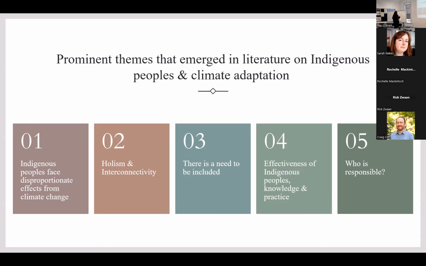Theme 3 looked at there is a need to be included. This is evident in the growing number of local government practitioners now recognising how Māori worldviews have the potential to inform frameworks when considering long-term issues. The 4th theme was the effectiveness of Indigenous peoples' knowledge and practice. As direct users of the natural environment, Indigenous people have valuable and experiential knowledge at a regional level on the ecosystem and the ecosystem services. And the last theme looked at who is responsible. So although it is evident that Indigenous people are adapting or have started adapting to climate change, it is not their sole responsibility to start adapting, and it is a responsibility of the collective.